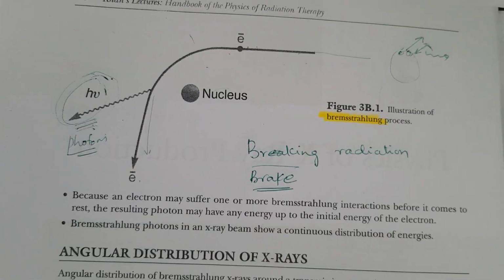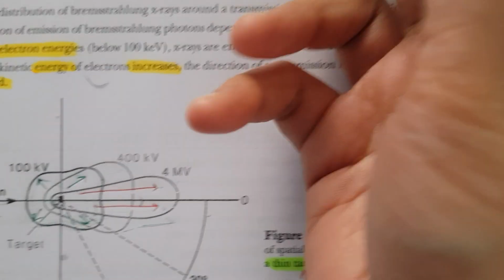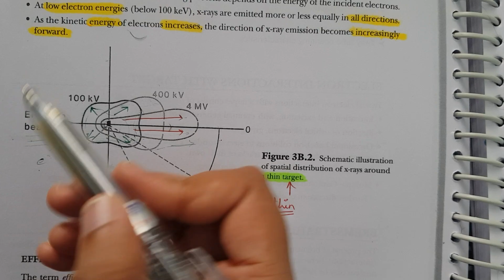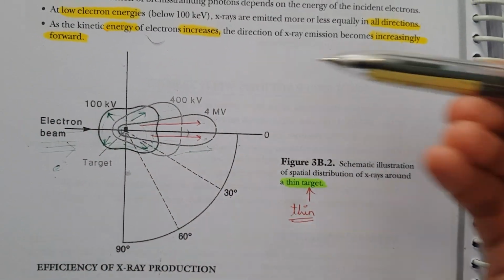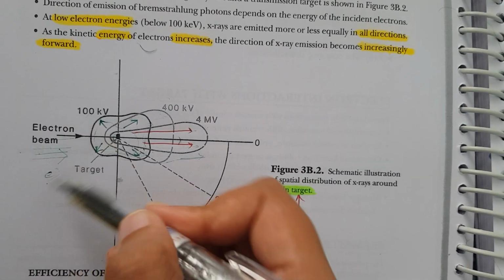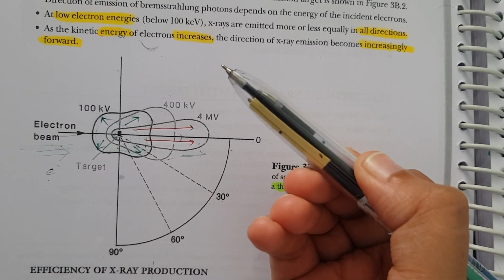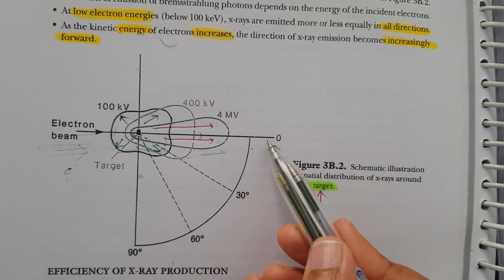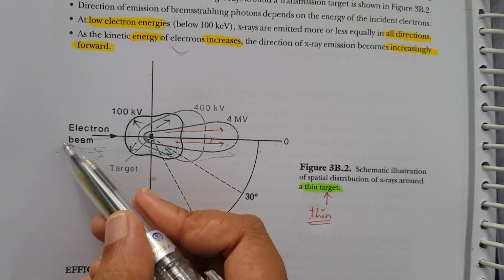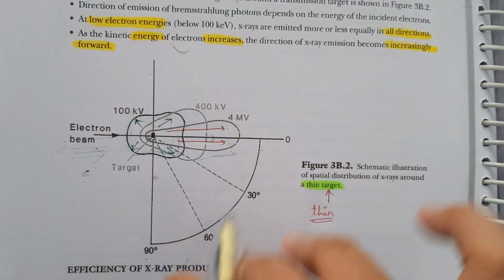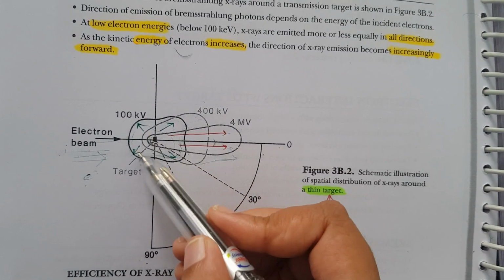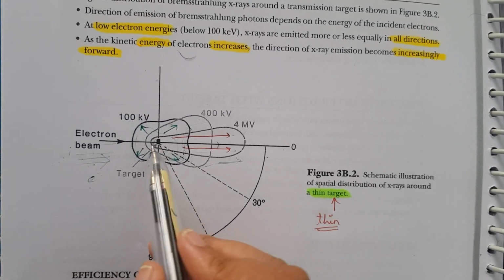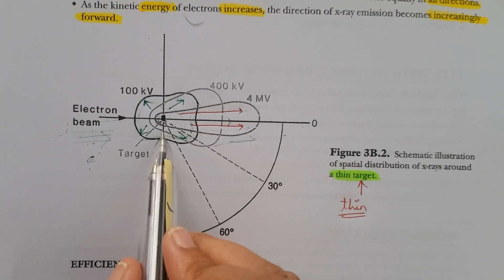Now if you come to the angular distribution of the X-rays that are produced through that, if there are lesser energy electrons, 100 keV electrons, the photons produced due to those will be distributed in all kinds of directions. If you see, this is 0 degree, 30, 60, 90, 180, 270 and 360. So they are distributed among all the directions. Now as you increase the electron beam energy, it is increasing forward.